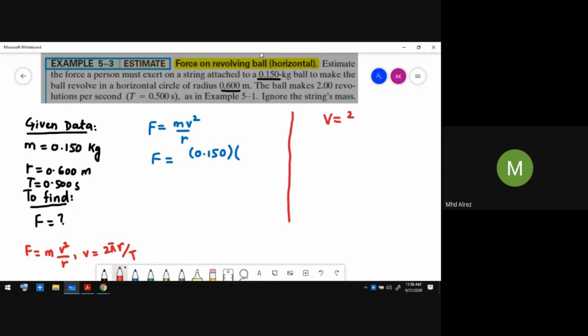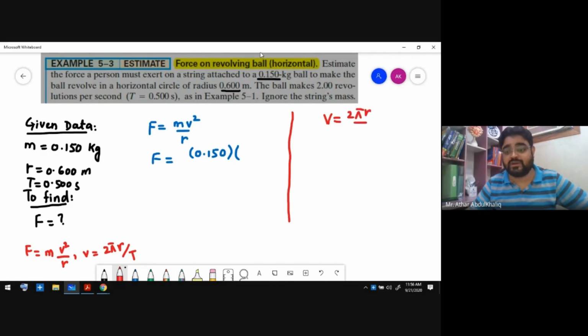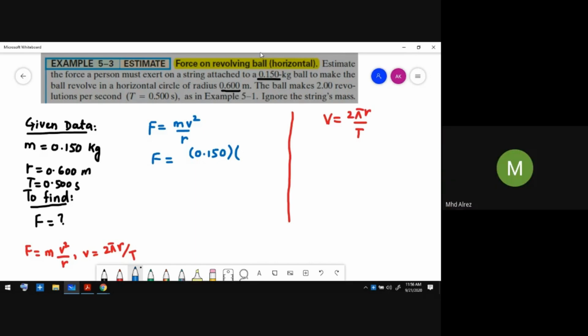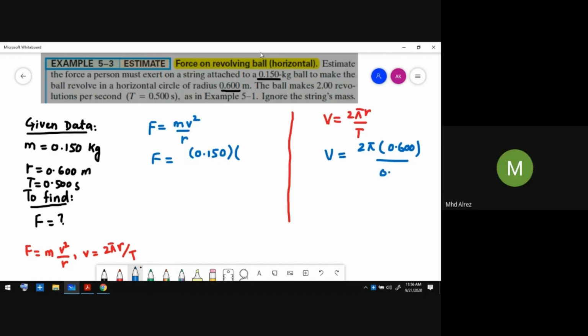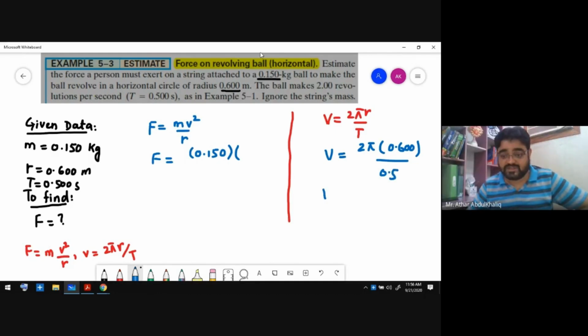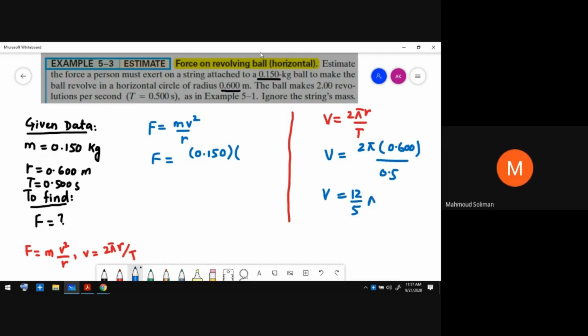So let me find v first. v is equal to 2 pi r over t. Just substitute the values for v first. So we will find 2 pi times r, which is 0.6, over t, which is 0.5. Okay, give me the answer for v, please. 12 over 5, pi. Yes, sorry, pi.